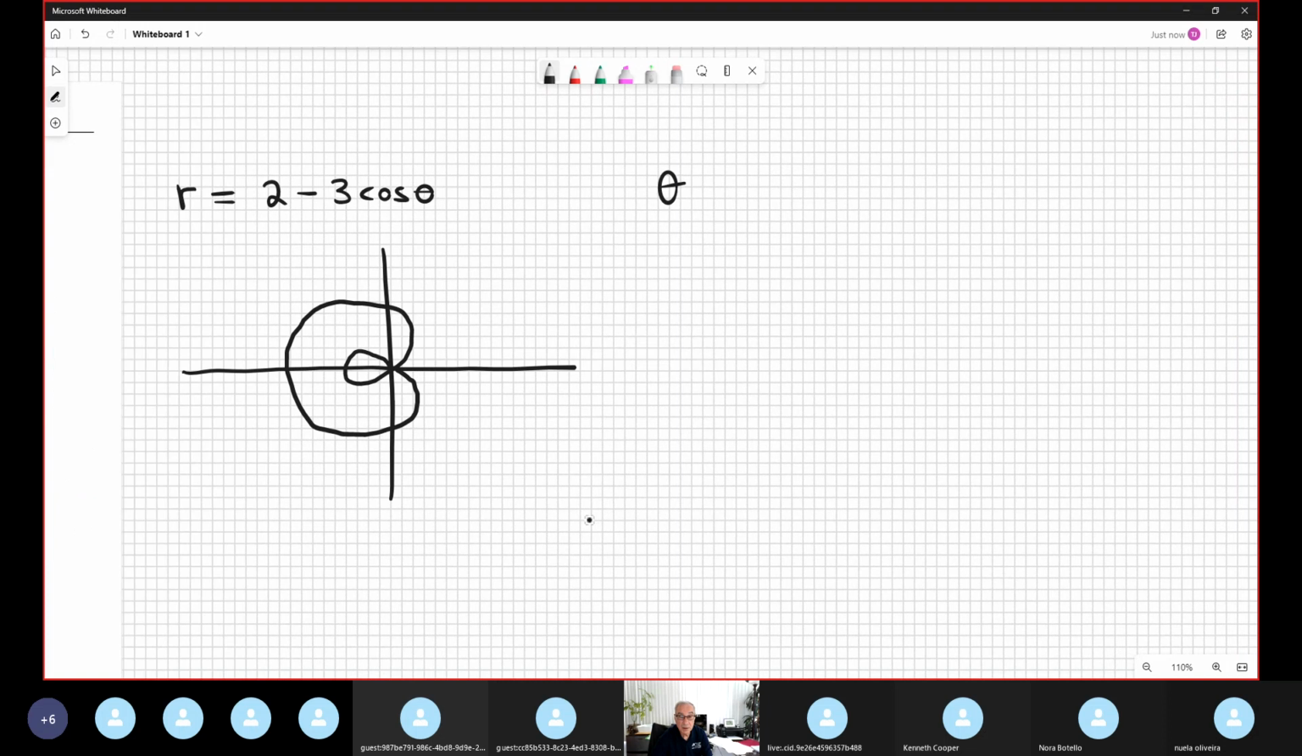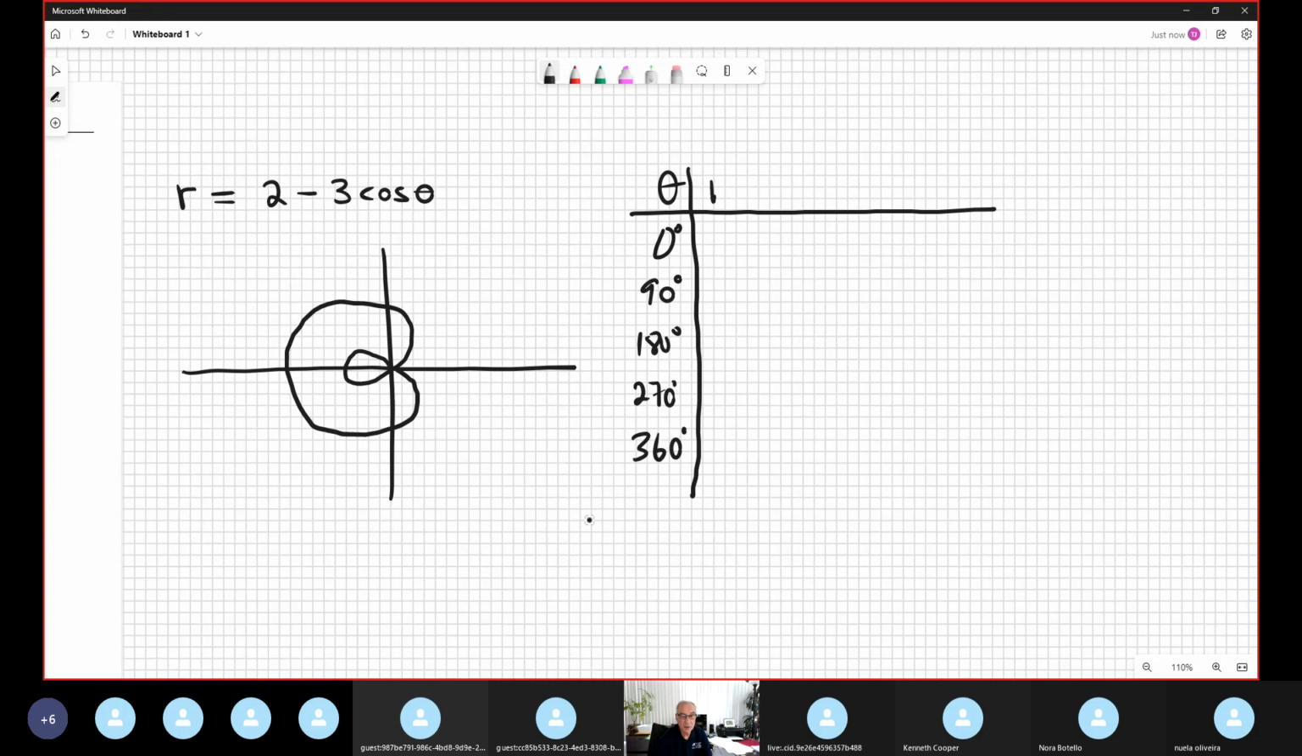Theta. In this case, I suppose that we need to split more this. But I have no idea. Suppose 0 degree, suppose 90 degree, suppose 180 degree, suppose 270 degree, and we come back to the 360. And the formula is r equal 2 minus 3 cosine theta. And we have a point in polar r, theta.